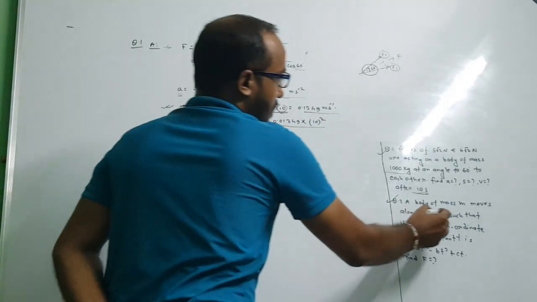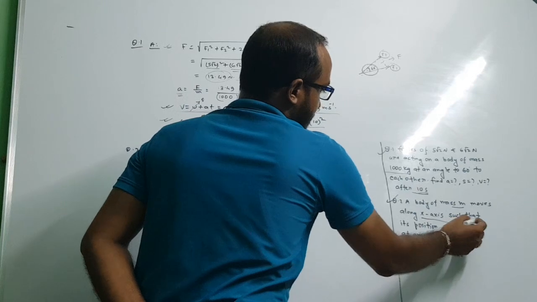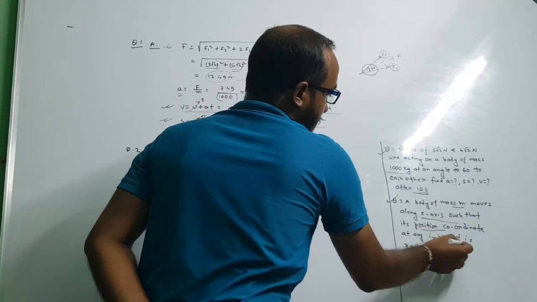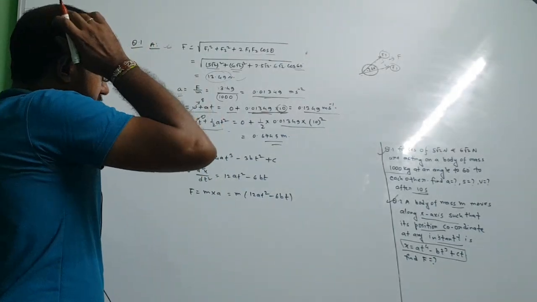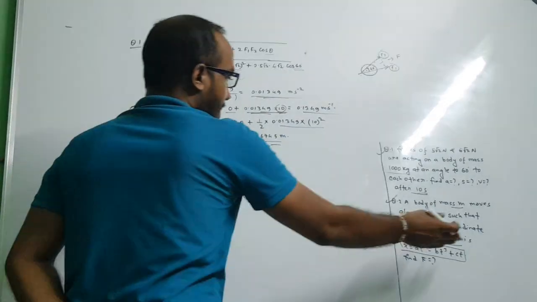See the second question. A body of mass m moves along x-axis such that its position coordinate at any instant is this. Now its displacement is given with respect to time.